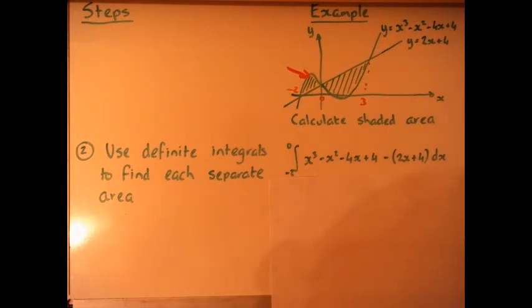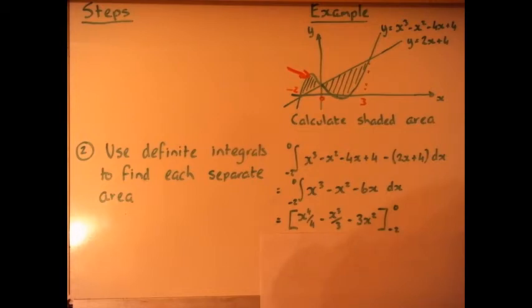So I'm going to evaluate that function first. And we've seen this before. We saw that when we were finding our points of intersection. And now I'm going to go ahead and integrate this function. So what we get there is x to the power of 4 over 4 minus x cubed over 3 minus 3x squared. I substitute my upper limit of 0 in and my lower limit of negative 2 in.